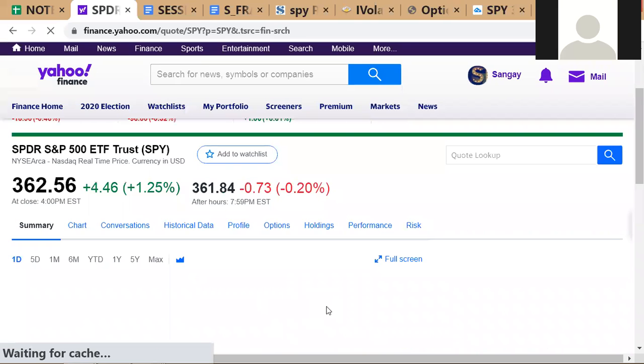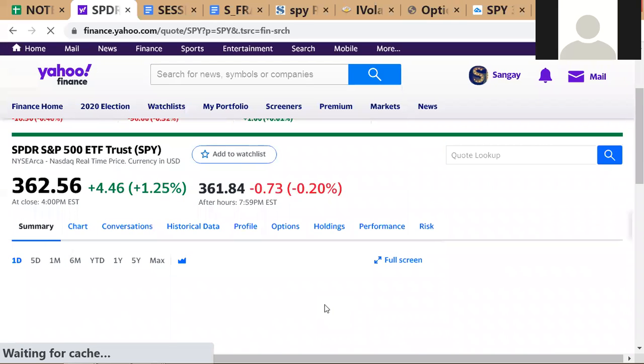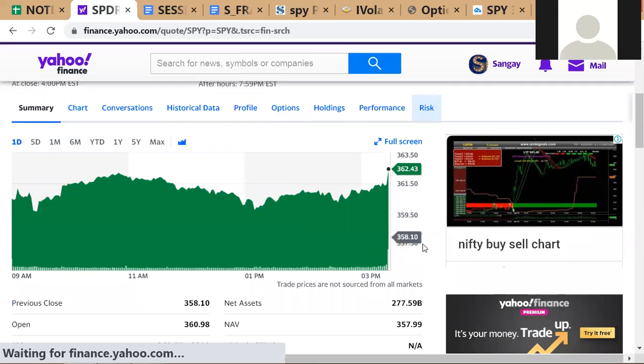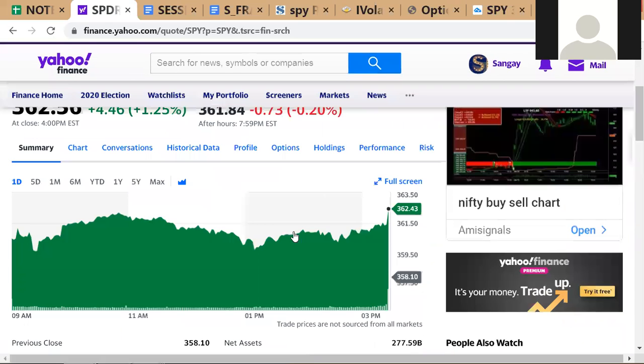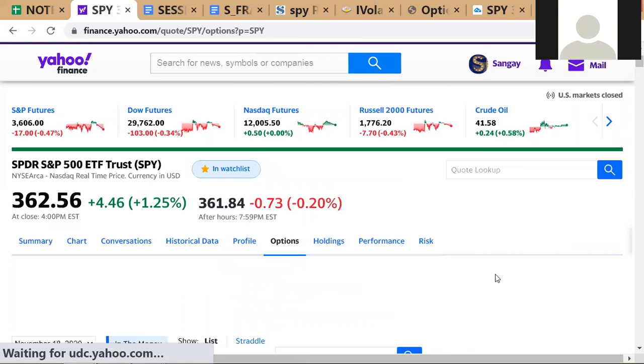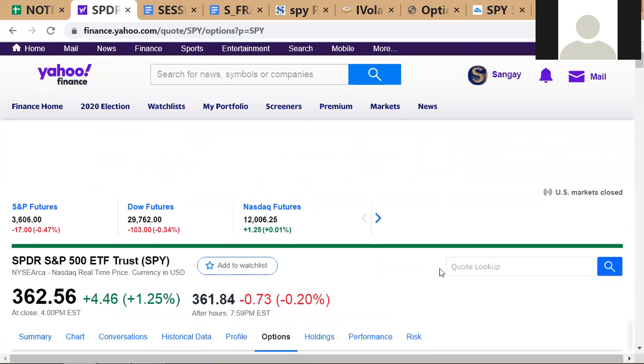So we want SPY, okay, and we are going to just click on options here so that we can see SPY options. I hope it's giving me options. No, it's still there. Okay, it's coming slowly, a little bit slow. SPY options. So here you see.